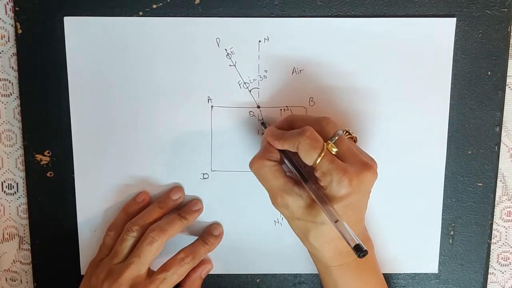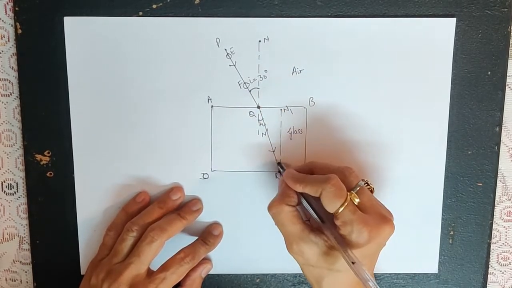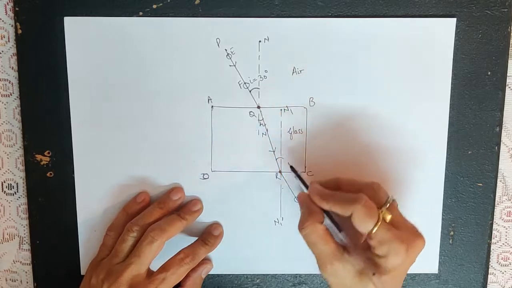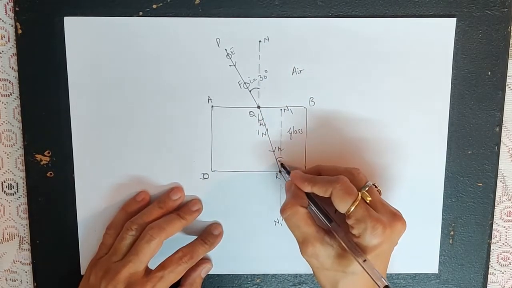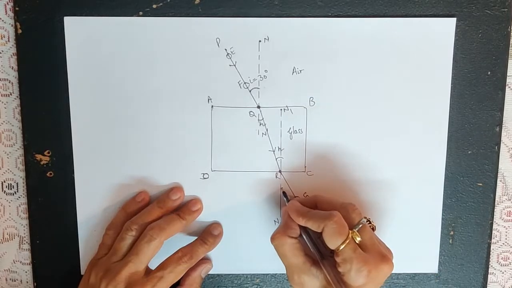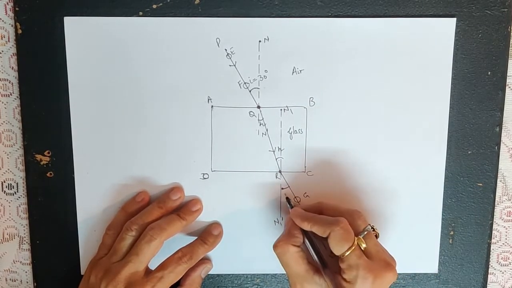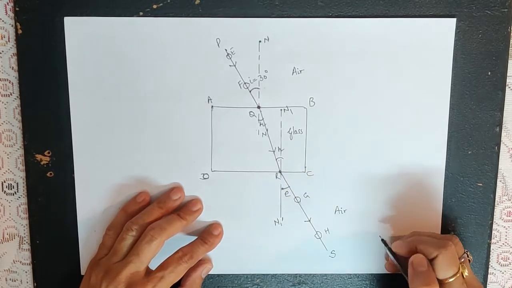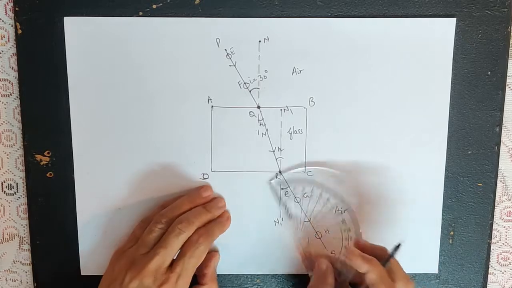This angle, which is between the refracted ray and the normal, we call the angle of refraction. If this angle is R, you can see here, as it is the alternate opposite angle, this angle is also equal to R. And this angle which is formed between the emergent ray and the normal, we call the angle of emergence. Now let's measure the angle of emergence.